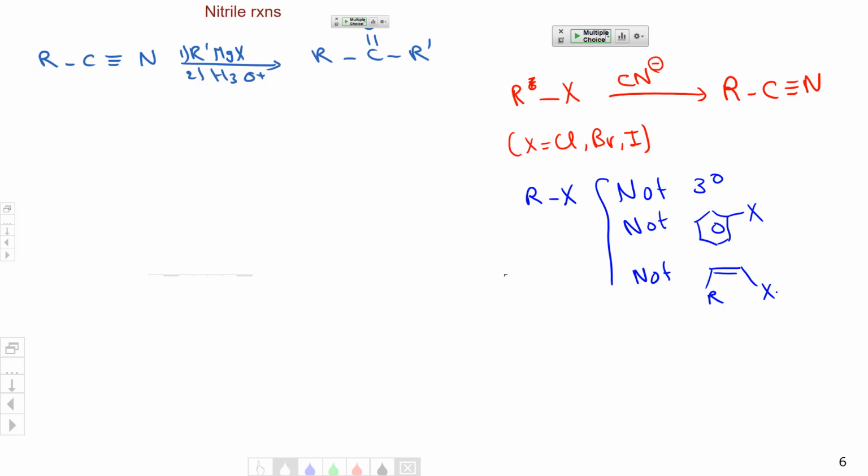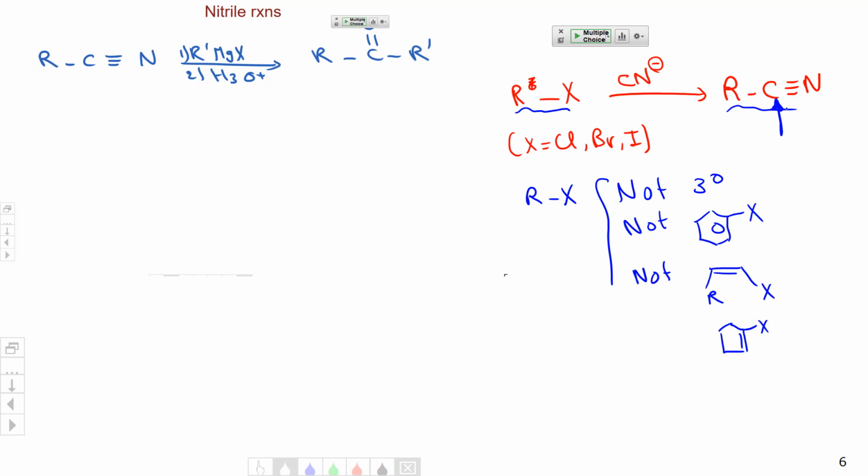Whether the phenyl is cyclic or open, so I'm going to put a cyclic one also just as a reference that it could be cyclic or open chain. So not phenyl, not tertiary, preferentially primary. Now, one thing I want to make sure you paid attention to: looking at the starting material and the product, is there a change in the number of carbons? And yes, one carbon more.